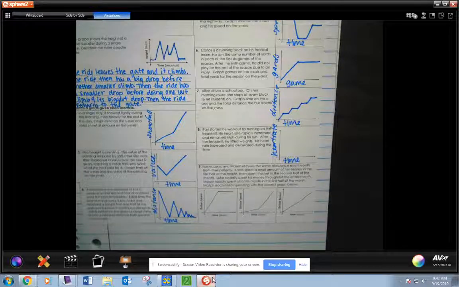Okay, so you don't start at a 0 heart rate. Otherwise, your heart's not beating and you're not alive. So we're going to start right here, and we're going to show that his heart rate increased rapidly because it said it increased rapidly. And then it remained high during his run. So we're going to leave it up high.